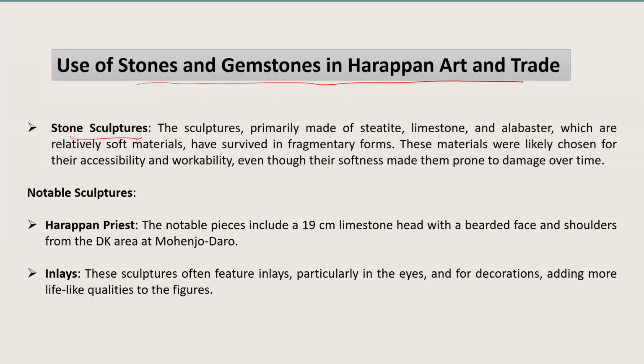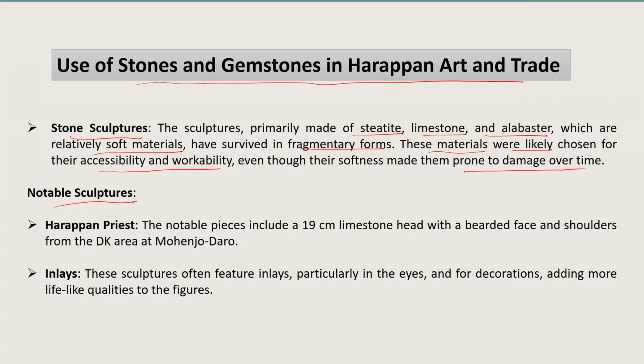First one is stone sculpture. The sculptures, primarily made of steatite, limestone and alabaster, which are relatively soft materials, have survived in fragmentary form. These materials were likely chosen for their accessibility and workability, even though their softness made them prone to damage over time.